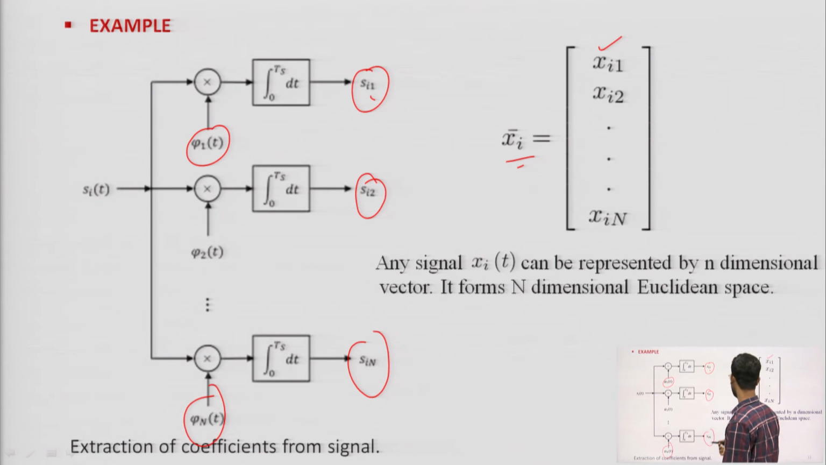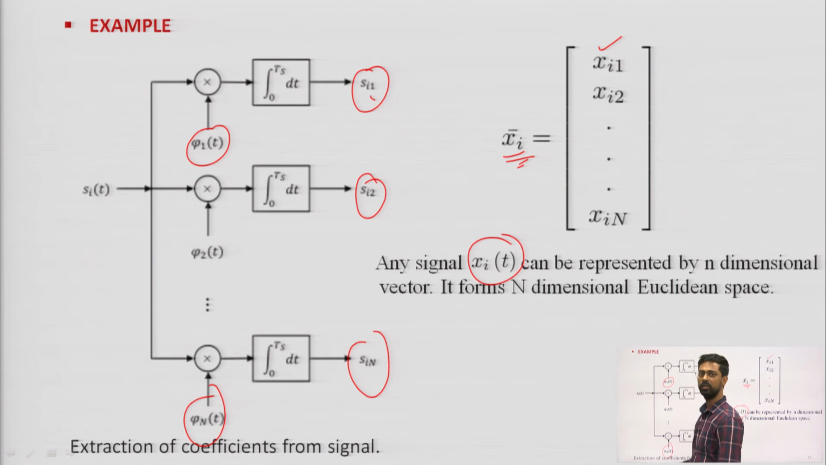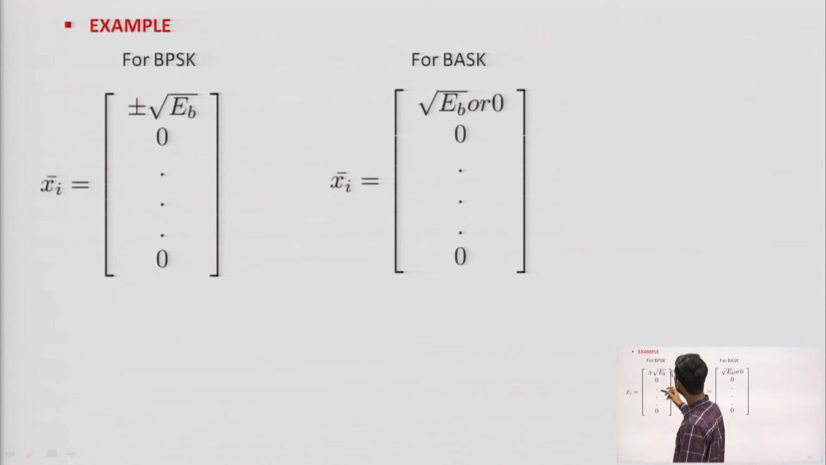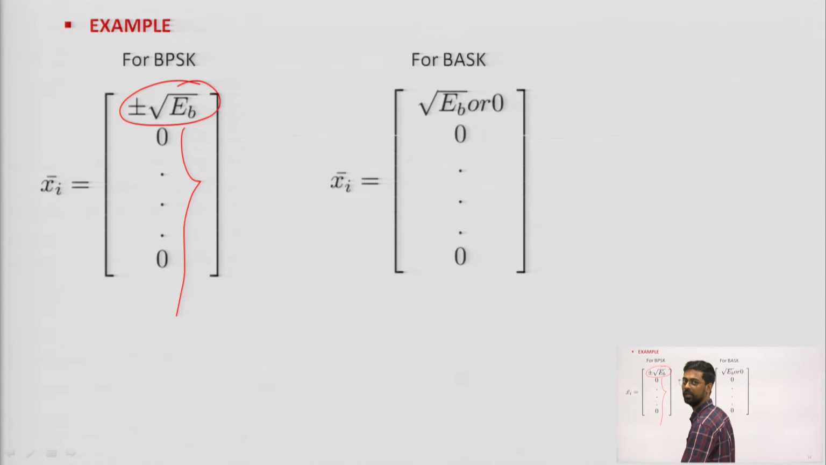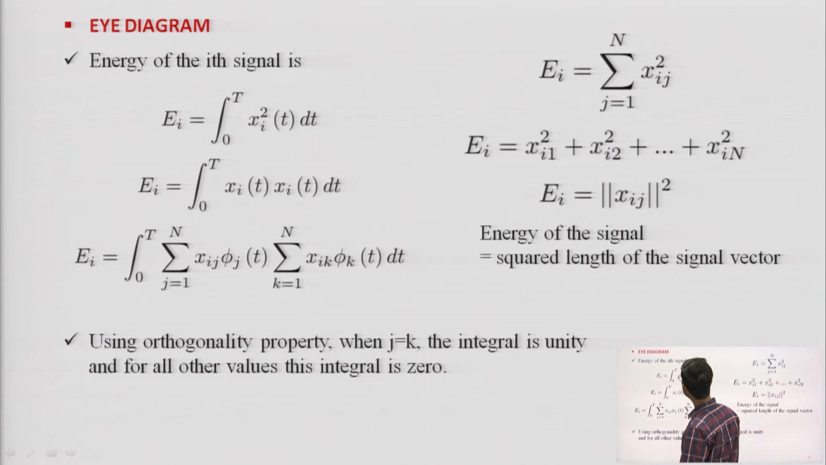So any signal Xi t can be represented by an n dimensional vector. So it forms an n dimensional Euclidean space. For BPSK, I can write for Xi, x1 is plus or minus root Eb, and the others are 0. Similarly for BASK, it is root Eb or 0, and all other terms are 0. So this is the energy of the signal.